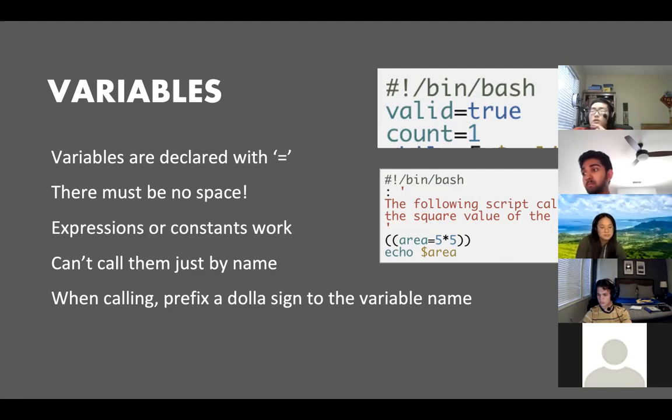So that's variables. You can also use expressions like we see right here. This might look a little bit odd, but we have our double parentheses used to evaluate an expression, and then we're simply setting our new variable area equal to 5 times 5. When we want to call the variables that we've created, we prefix a $ sign to the variable name so that it knows we're dealing with a variable and not trying to create a new one or something else. For instance, if I left out the $ sign here, then all it would do is echo out the string area. So hopefully this makes a bit of sense.